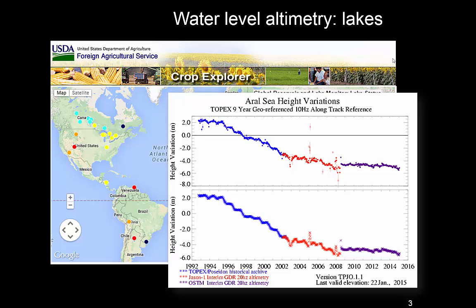Here's a particularly dramatic example of radar altimetry being used to see the demise of the Aral Sea. Starting from 2 meters above some arbitrary reference level, the lake has been falling steadily ever since the 90s and has basically flatlined now because it's almost dried up, having fallen about 7 meters or so.